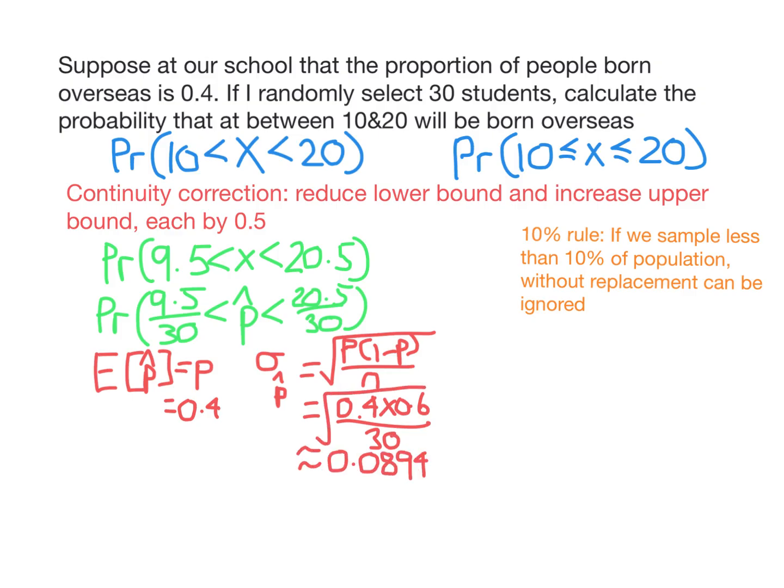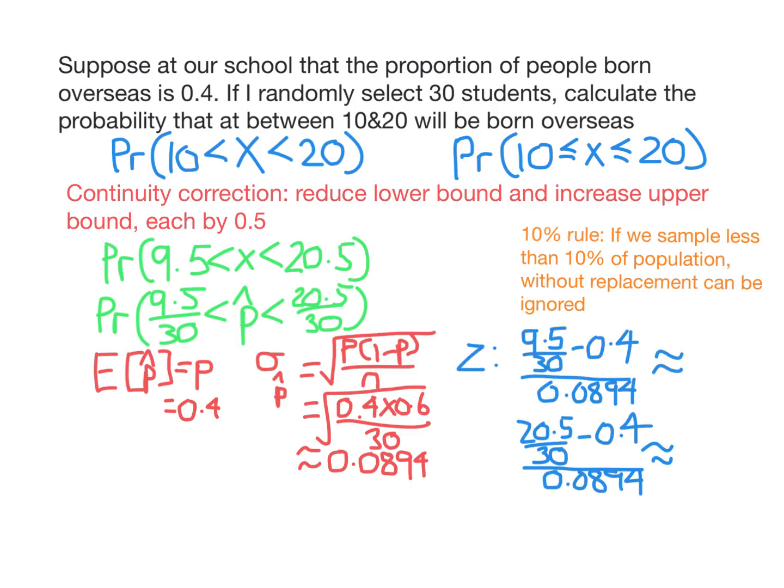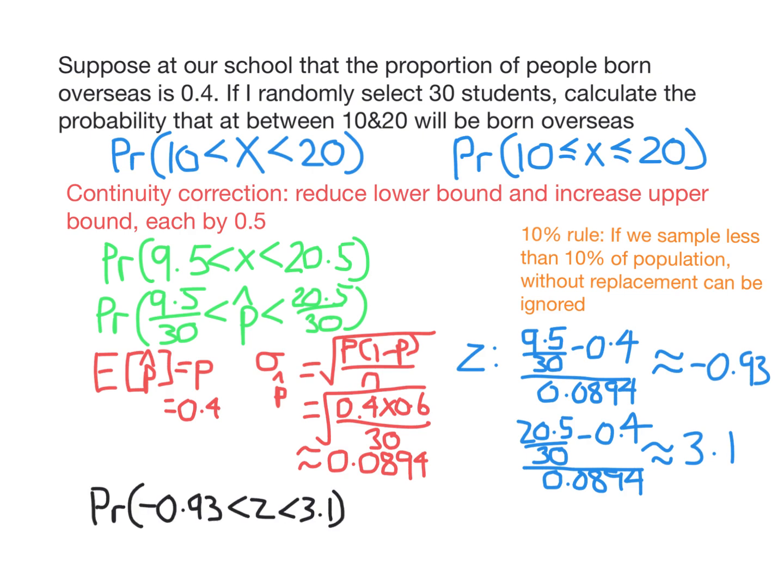With that, I'm now going to convert each of these to z-scores. Note, in each case, I took the value of p hat minus p, divided by the standard error. For the first, I get about minus 0.93, and for the second, I get about 3.1. So I've reduced this to a z distribution. I want to find the probability z is between these two values.